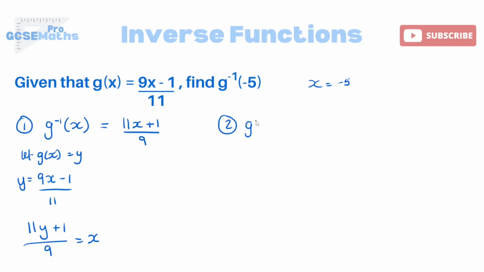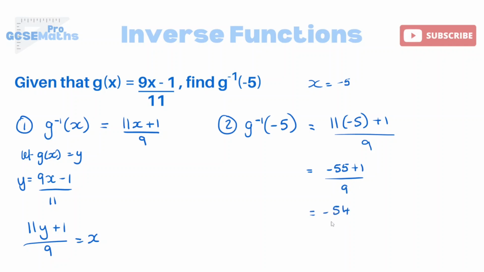Then I'm going to substitute in this case, minus 5. So where it says x, I've actually got minus 5. So (11 times minus 5 plus 1) over 9. So 11 times minus 5 would be minus 55, wouldn't it? Plus 1 over 9. So we've got minus 54 over 9, which is minus 6. There's your answer, minus 6. Okay, so that's how we would work with inverse functions when we are given a value of x as well. It's just like an extra step at the end.